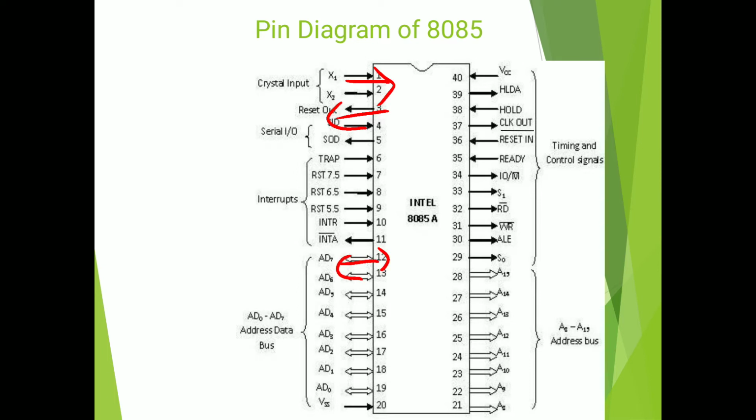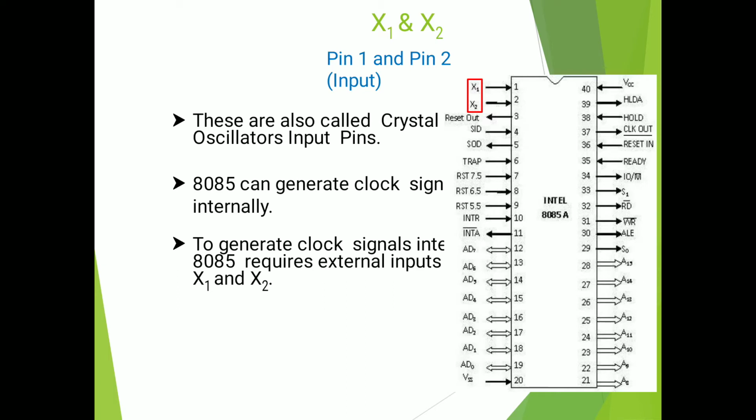Now let's start from pin number 1 and 2, that is X1 and X2. These are also called crystal oscillator input pins. The 8085 can generate a clock signal internally. To generate the clock signal, the Intel 8085 requires an external input at X1 and X2. That means a crystal oscillator is connected across these two pins.